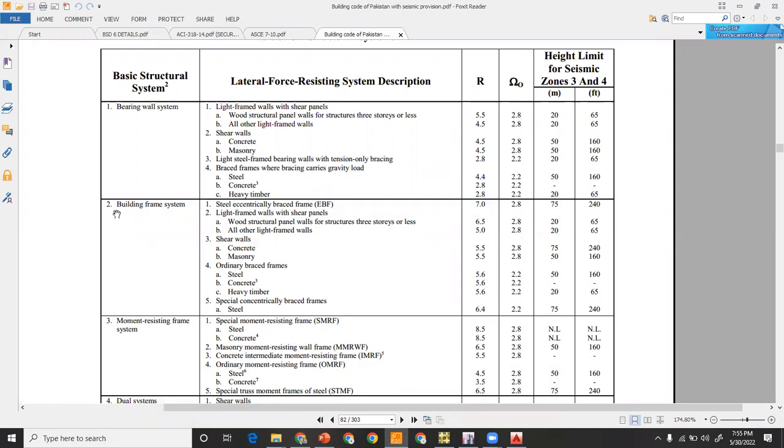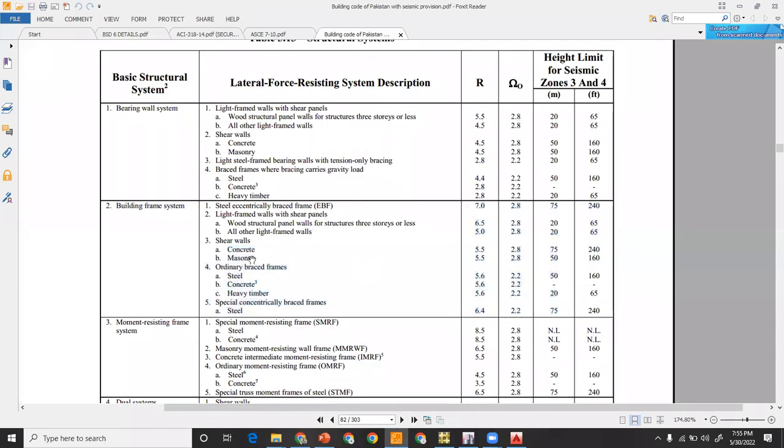The next is about the building frame system, in which we again have subcategories, and it is shear wall. If it is a complete shear wall, this will be the value of R, and if it is masonry, this will be the value of R. Remember that the R value has an inverse relation with the demand. For example, if the R value is more, there will be less seismic demand on the structure, but you must keep in mind that taking a greater R value means you have to fulfill all the requirements of the code, right?